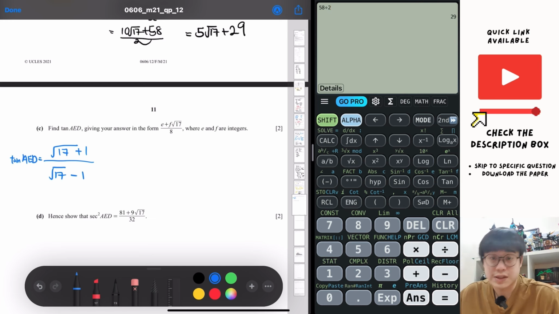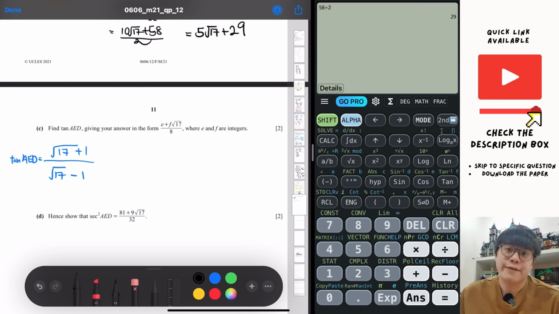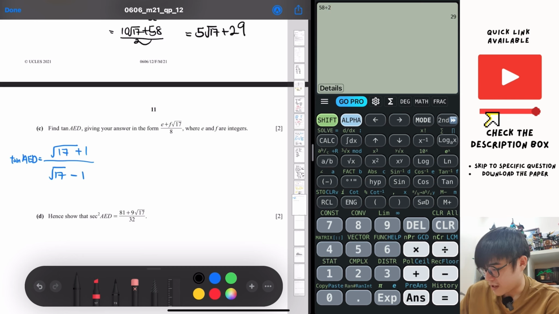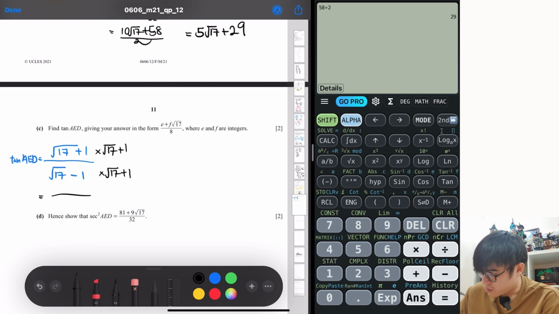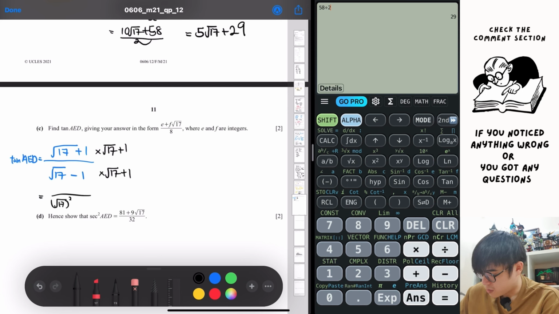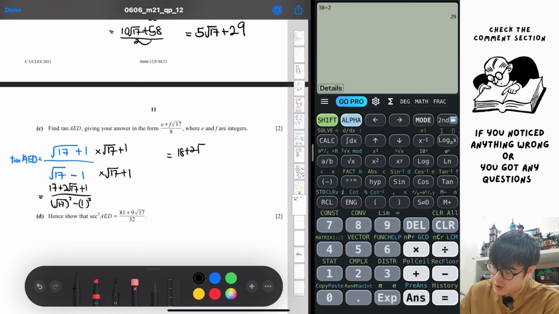But like I said, they cannot accept having a square root at the denominator, so you're required to rationalize this by multiplying by square root 17 plus 1. Through this, you have square root 17 squared minus 1 squared at the bottom, while the numerator you will have 17 plus 2 square root 17 plus 1. So 18 plus 2 square root 17, then you have 17 minus 1 at the bottom.